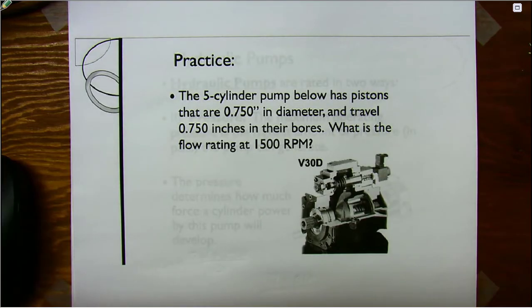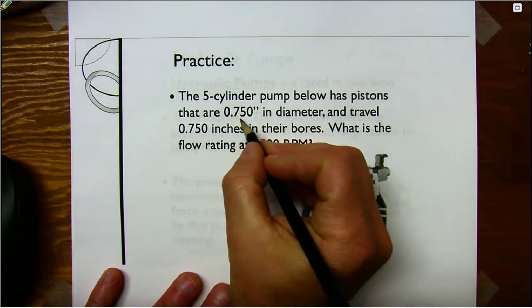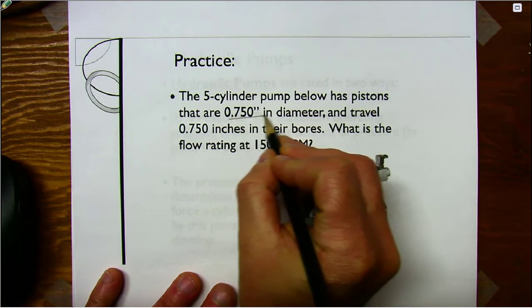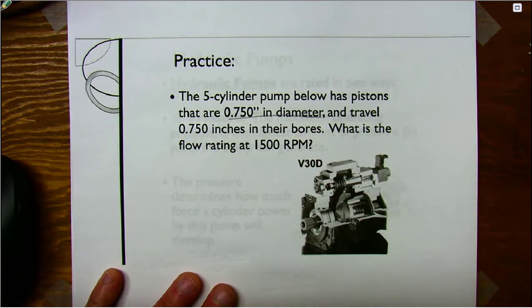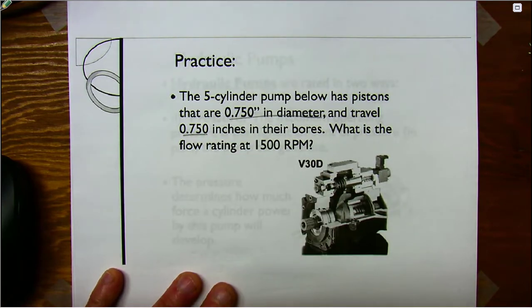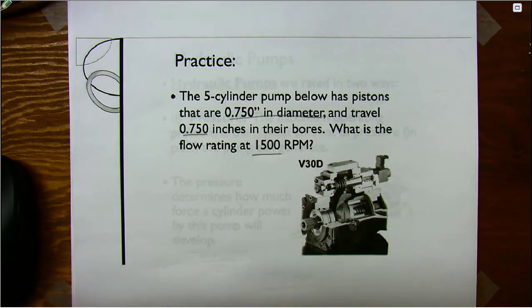All right, well, if you can do that, you can do this. Take a minute, pause the video, and work this one and see if you can get the flow rating of this pump. It's a 5-cylinder with a bore and a piston that is 0.750 inches in diameter and a stroke of 0.750 inches at 1500 RPM. Go ahead and calculate the flow rate. Unpause when you're ready to see the solution.